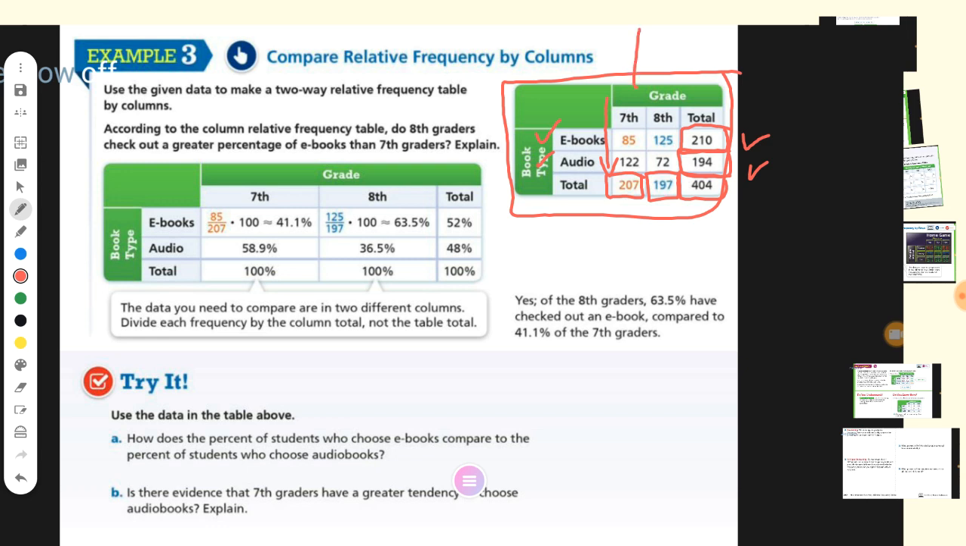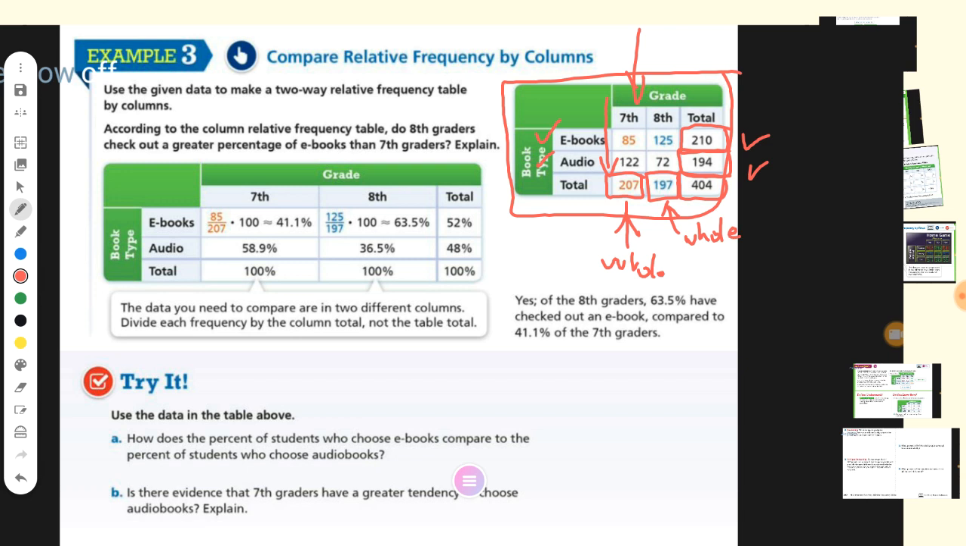So I will go by the way of the column. The whole number in the first column will be 210. This is the whole. And the whole number for the 8th grades is 197. This is the other whole. Okay?